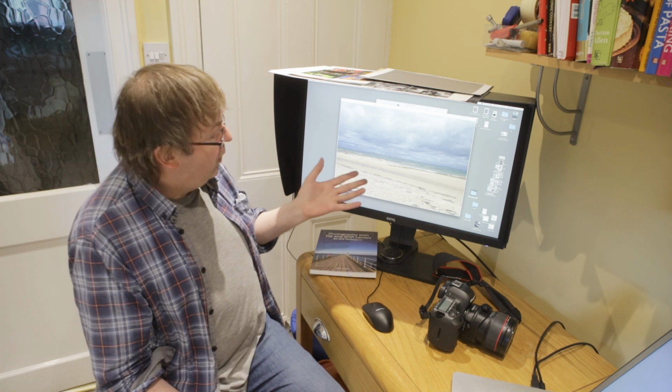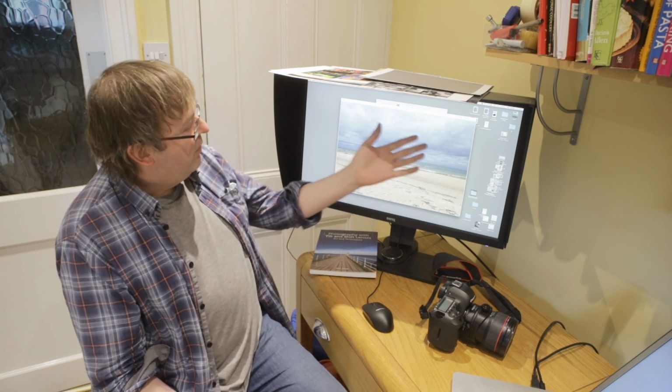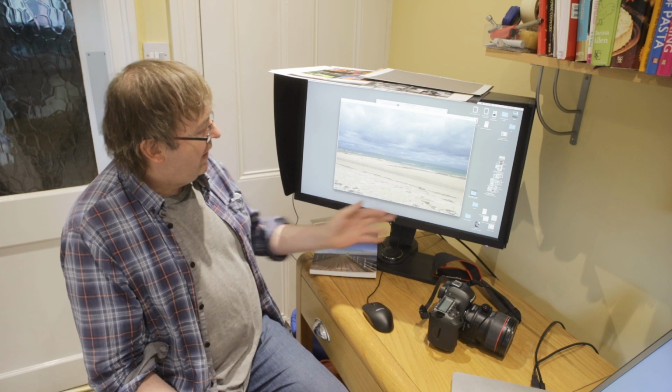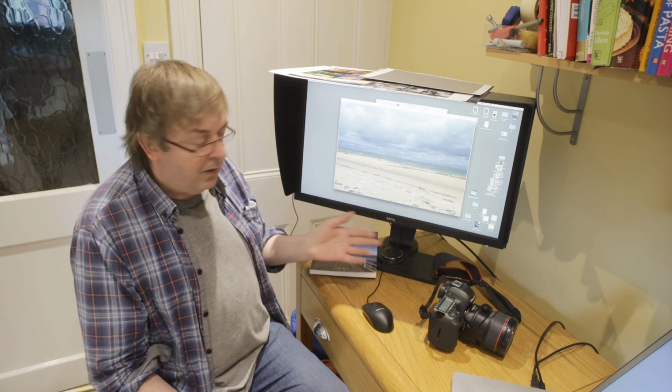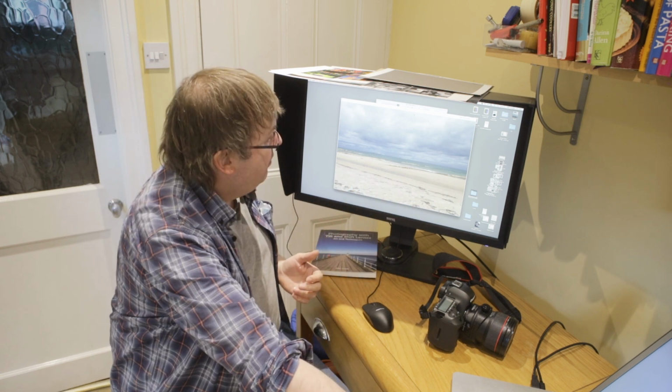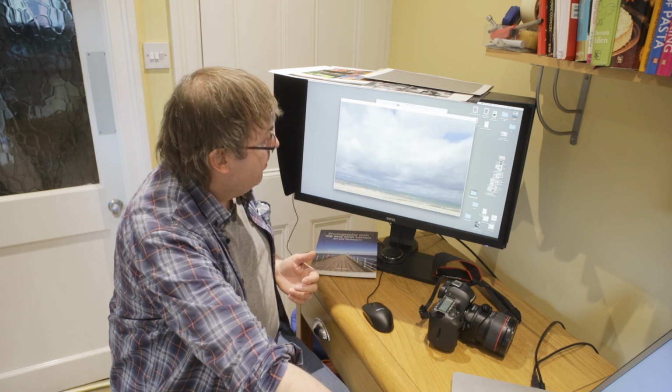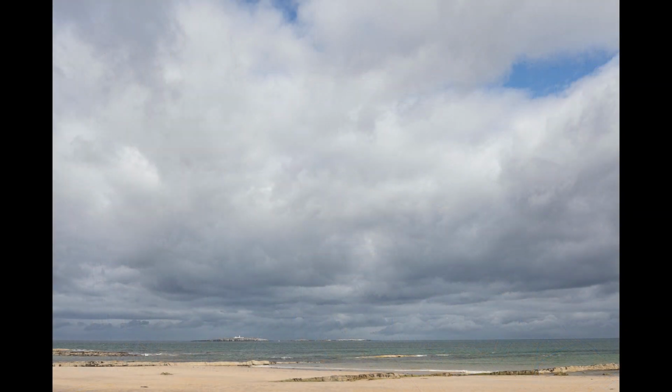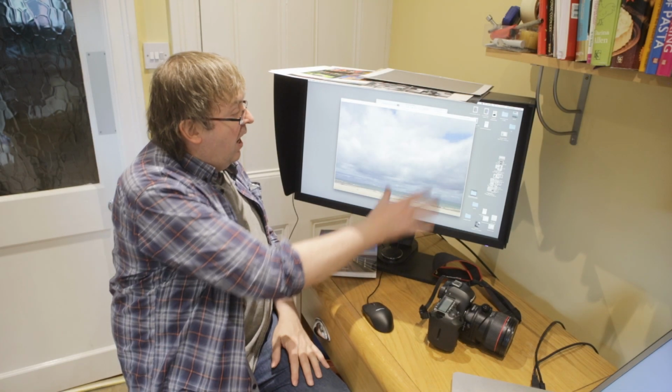There's a straightforward look out to sea. We've got some interesting cloud. I'm not really that bothered about the sand and the seaweed in the picture, so we'll add a bit of vertical shift. Now, with vertical shift, all I'm seeing is more of the image circle of the lens.